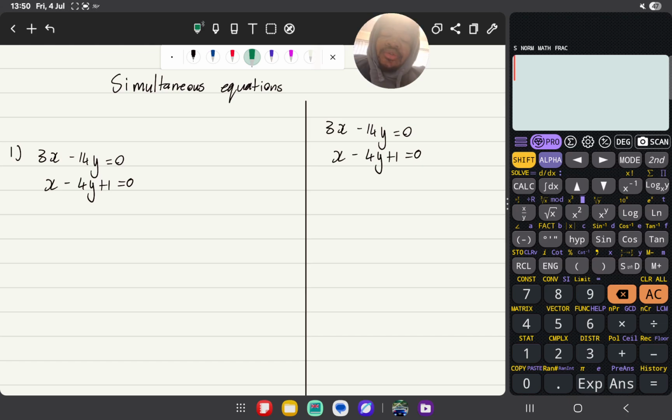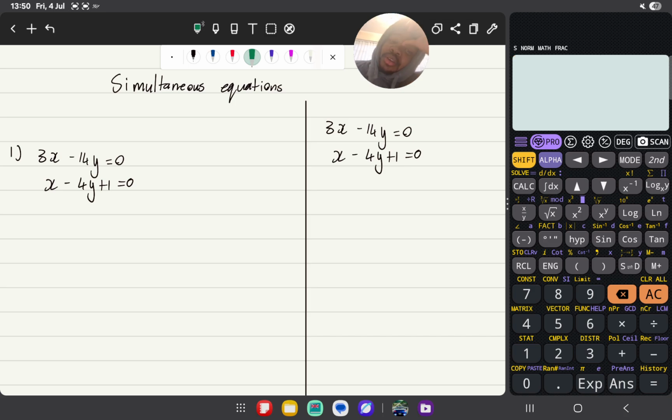Basically, this is where you're solving two equations. You have two equations and you are solving them at the same time. They both have the same x value, they both have the same y value. So we are trying to find the value of y and the value of x at the same time.